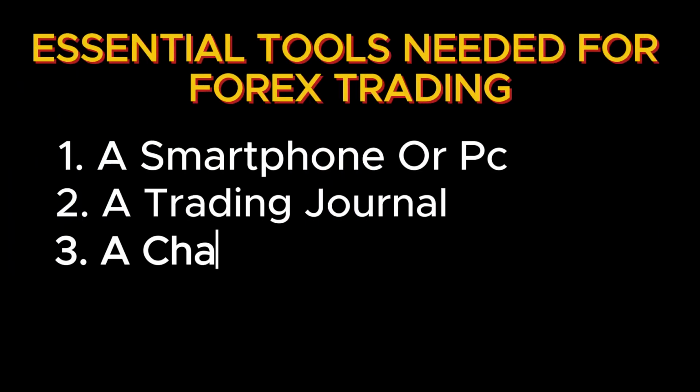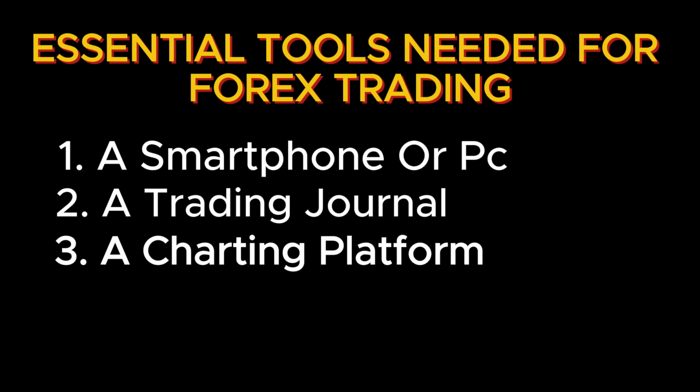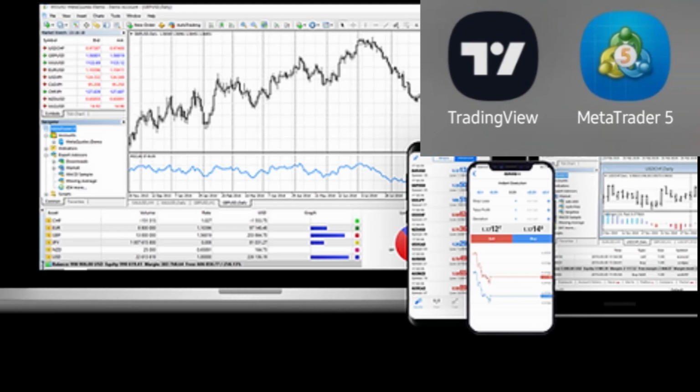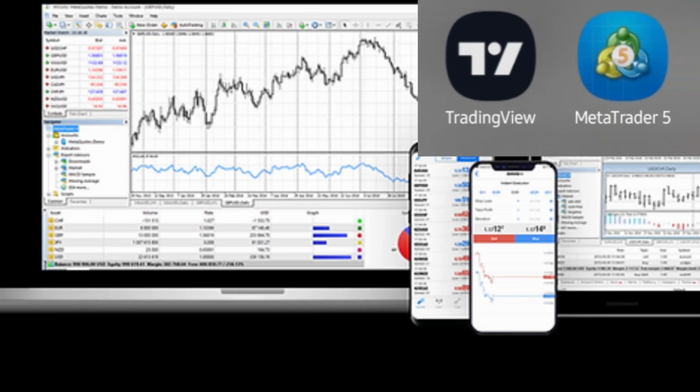So the next one on our list is charting platform. A charting platform is a software that provides visual representation of price movement, that is charts, allowing traders to perform technical analysis. This is just a software, or let me call it an app, which provides you with tools you can use to analyze the market chart. Some of the popular charting platforms we use in trading forex are MetaTrader 4 or MetaTrader 5. They are the same thing, just that MetaTrader 5 is an upgraded version of MetaTrader 4. You can also call it MT4 or MT5.